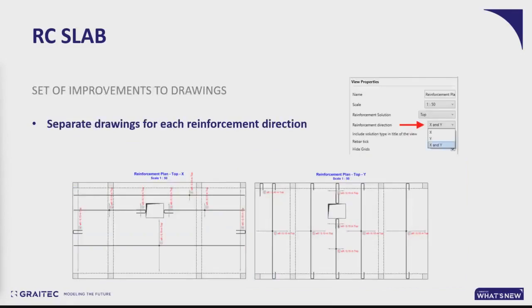Now we switch to improvements to drawings for slabs. First, we can generate drawings separately for each reinforcement direction. So we can generate, for example, the drawing for the top reinforcement with bars only for X and only for Y direction, as you can see on the screen. Of course, as it was possible earlier, we can also generate drawings with bars in both directions.